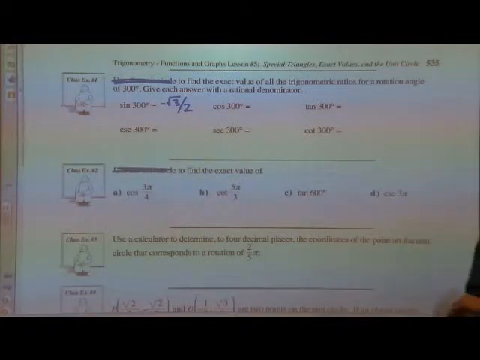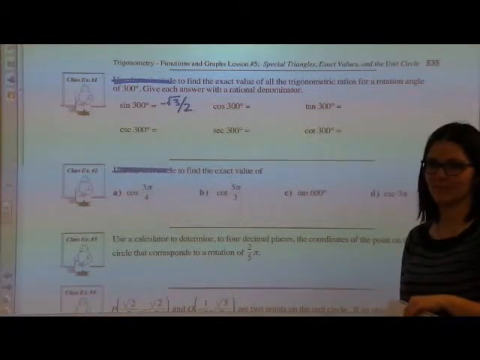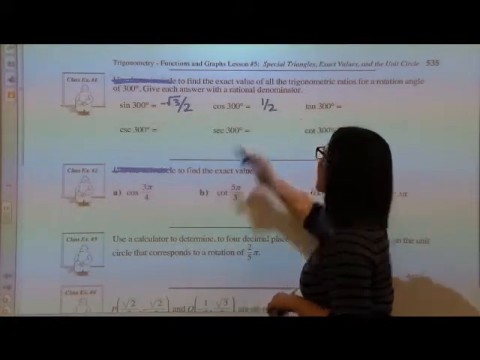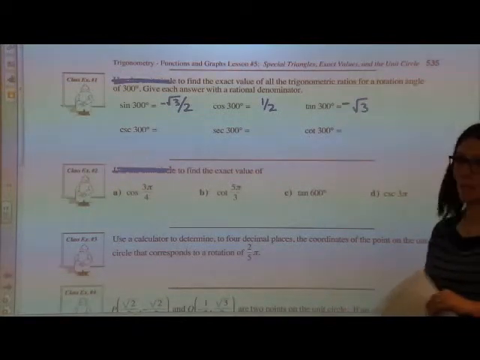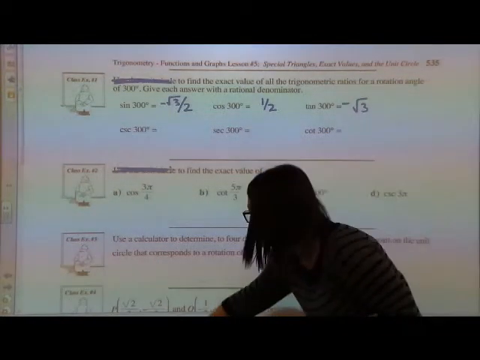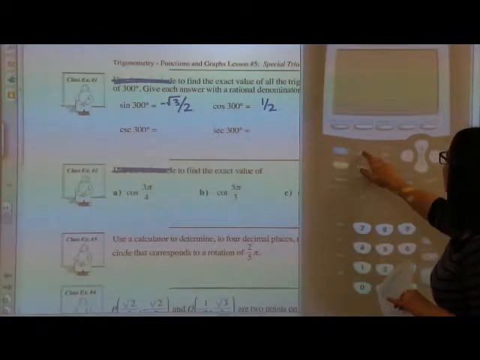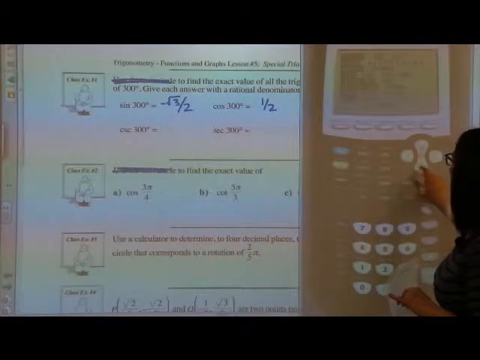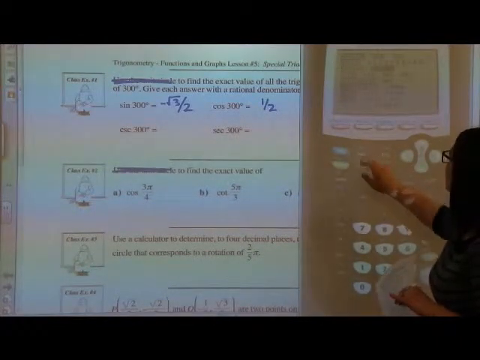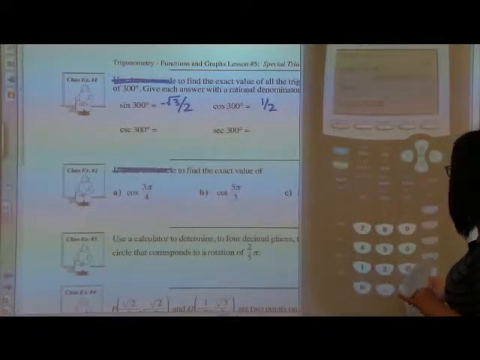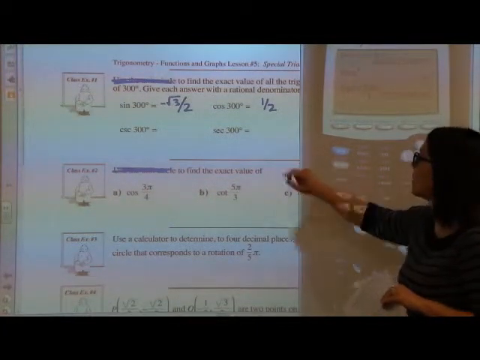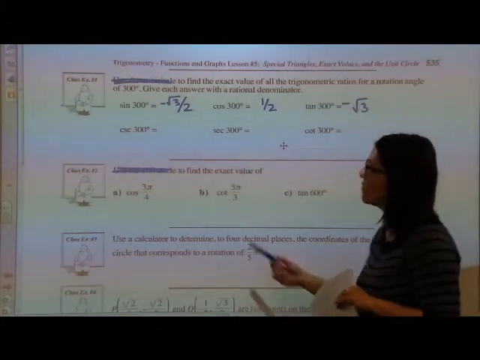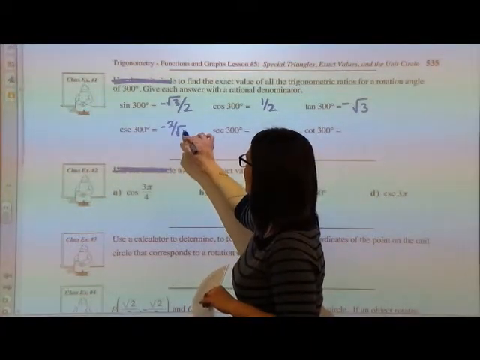What about cos 300? 1/2. Tan? Okay, but I'm in the fourth quadrant, which means it would be negative. So when I type in tan 300 into the calculator, my answer comes up as negative. So after I do the squaring and the square rooting thing, I have to remember that my answer was negative to begin with. And then my reciprocal trig functions are reciprocating each of these.